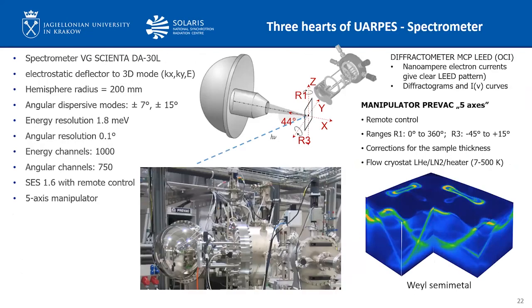The end station is equipped with a high-class Scienta photoelectron spectrometer, with the possibility of deflection measurements in two modes, which gives the possibility to measure the dispersion relationship in the Kx and Ky space without changing the sample position, which greatly facilitates the experiment and interpretation of the spectra due to the constant angle of incidence of the light.